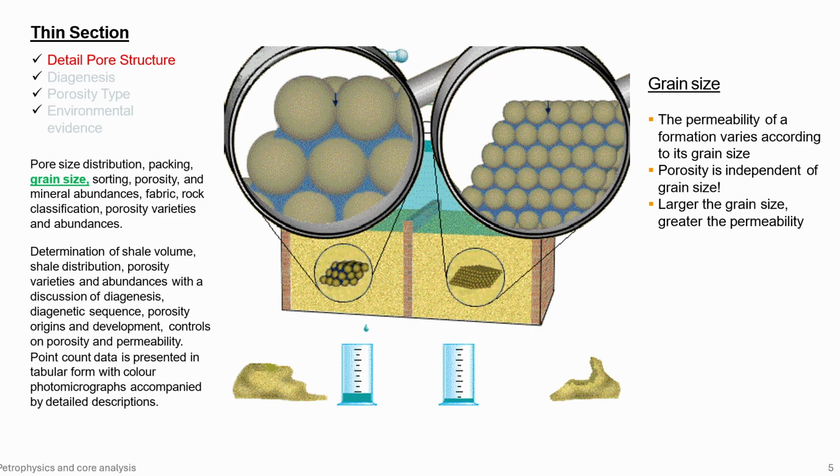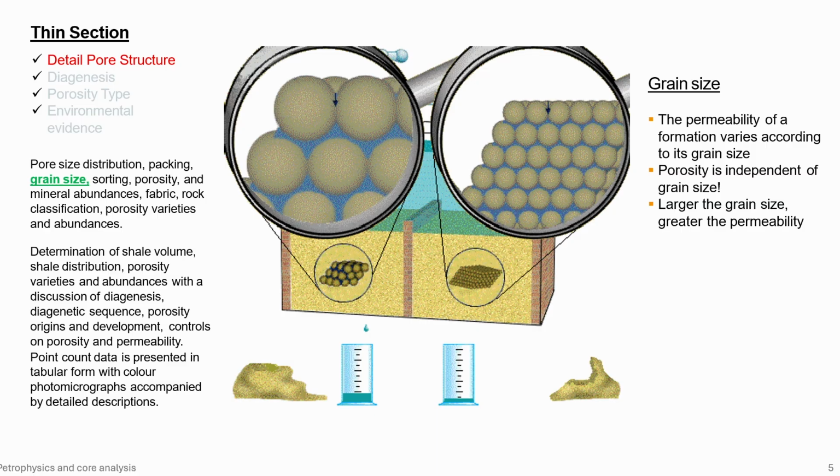This slide emphasizes grain size. The deck notes that porosity may be relatively independent of grain size, but permeability tends to increase with larger grain size. That is because larger grains often create larger pore throats and therefore less resistance to fluid flow. This is a very helpful conceptual distinction for students.